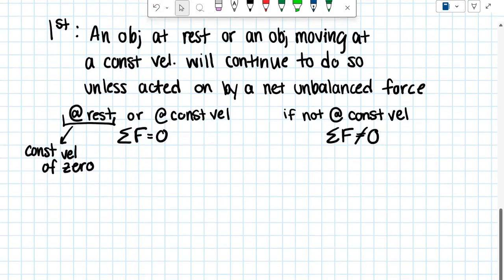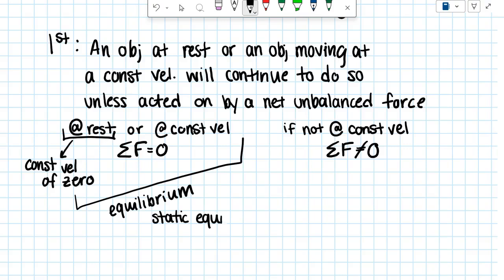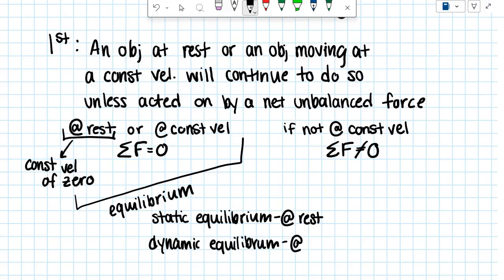So this idea here is also called equilibrium, right? Which stems from the fact that the opposing forces are equal. So if we have static equilibrium, then that tells us we're at rest. We can also have dynamic equilibrium, which means we are at a constant velocity.